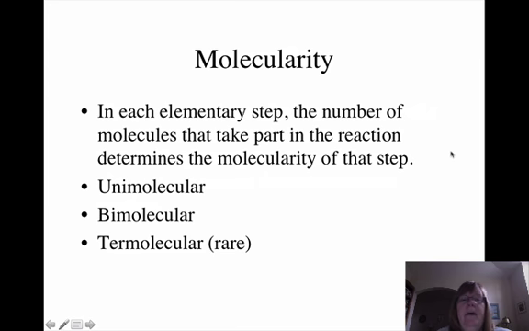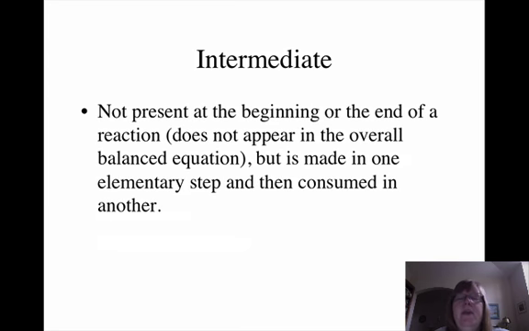Okay, now in these reactions, in these mechanisms, we see things called intermediates. Intermediates are not present in our overall balanced equation. They're not there when we start. They're not there when we end. It's called an intermediate, and it doesn't appear in the overall balanced equation. It's made in one elementary step, and then it's consumed in another. So that's its definition, and its definition explains very clearly how to identify an intermediate.